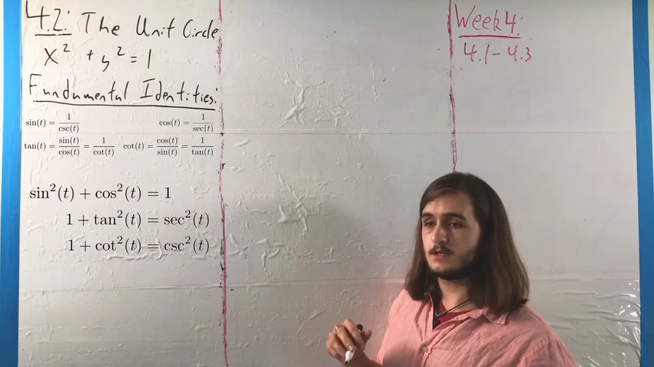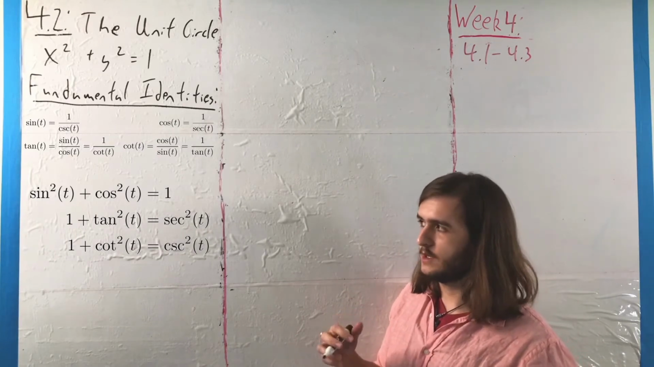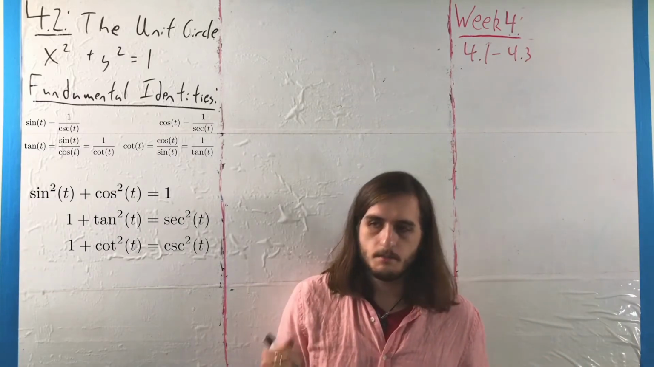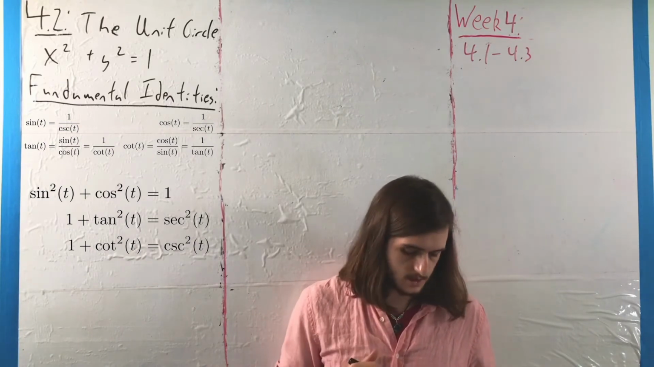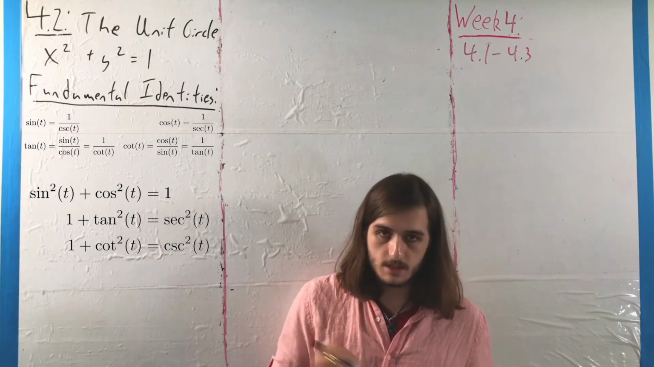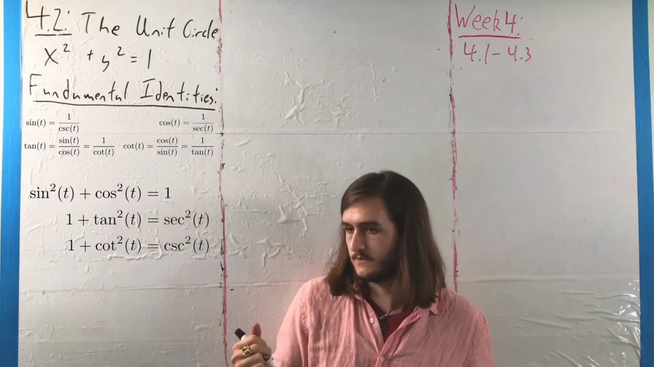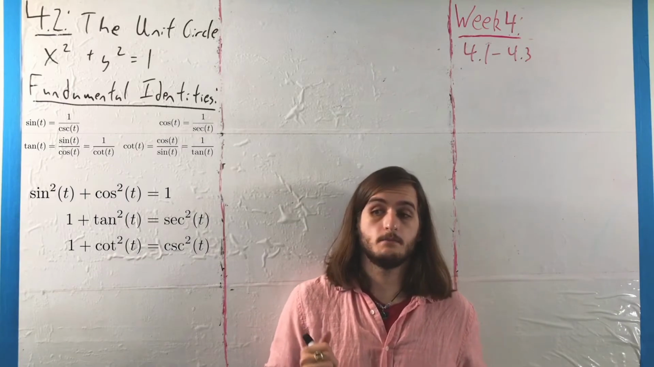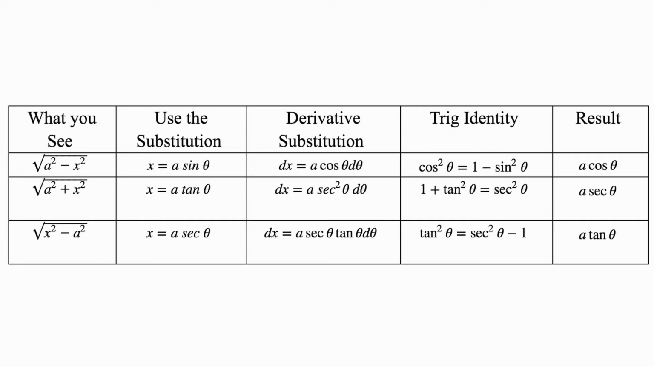And these, in my opinion, are really, really vital and also kind of interesting to think about. So I'll describe where at least a couple of them come from in a bit more detail. But the big things we have here are that sine squared of t plus cosine squared of t equals 1. 1 plus tangent squared of t equals secant squared of t. And 1 plus cotangent squared of t equals cosecant squared of t. These three are ones you will see a lot more in calculus, and especially in calculus 2.